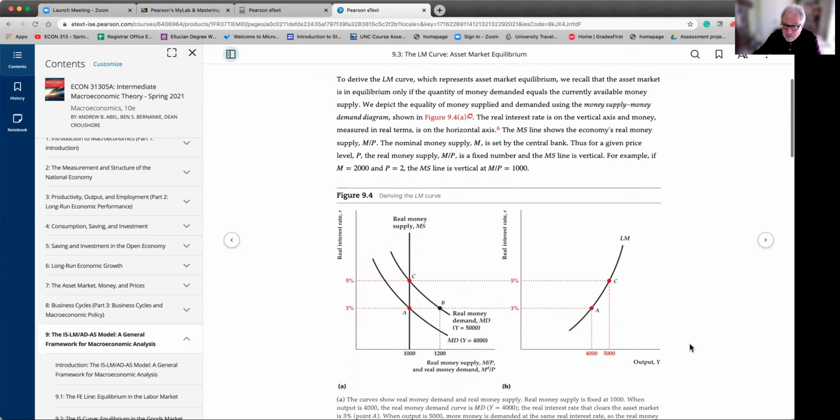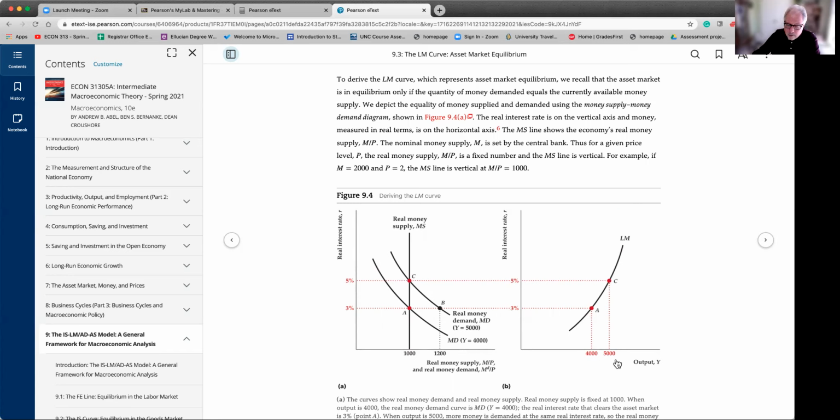So again, the first part of this section is how do we actually get an LM curve, right? So the question is, at different levels of real GDP, what happens to the equilibrium real interest rate? In this case, in the money market or asset market, when real GDP changes, money demand changes, and an increase in real GDP would cause a higher equilibrium real interest rate in the money market. A and C therefore represent different equilibrium points in the money market for different levels of real GDP.